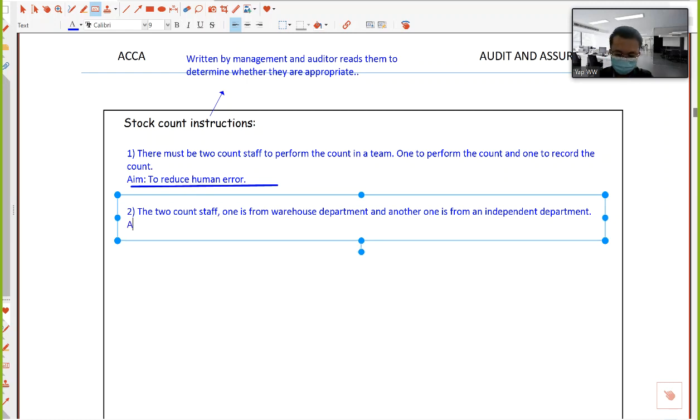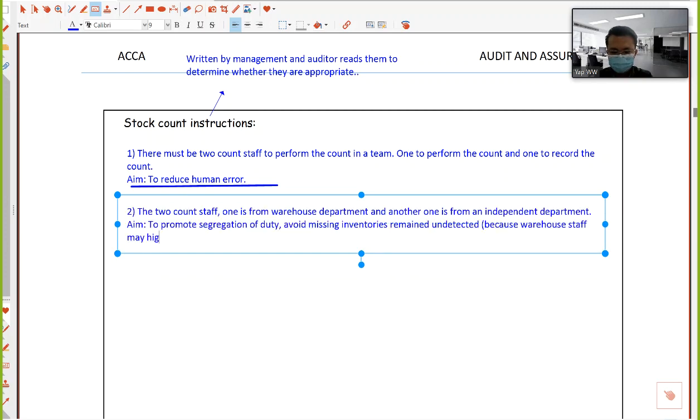Okay, aim to promote segregation of duty. Okay, avoid missing inventories remaining undetected, because warehouse staff may hide the fact that goods are stolen.